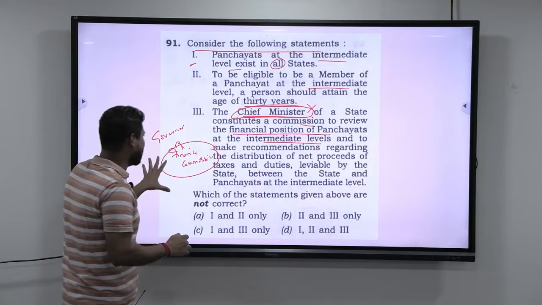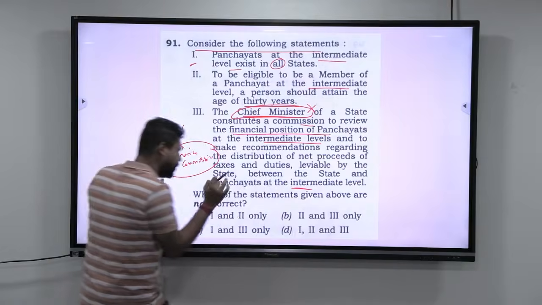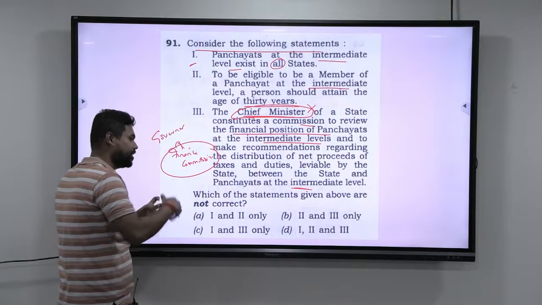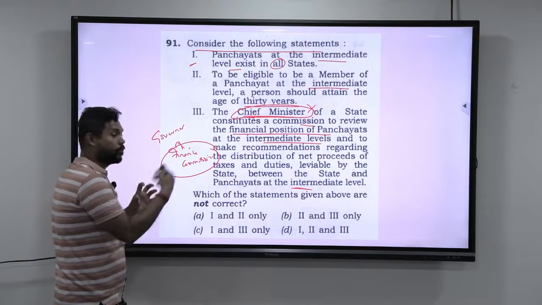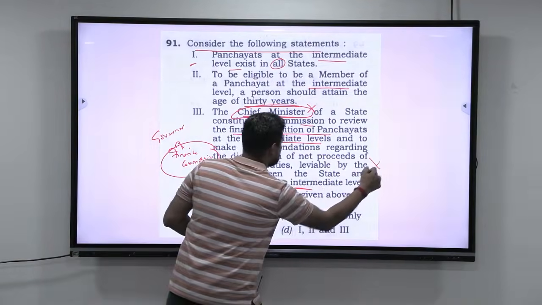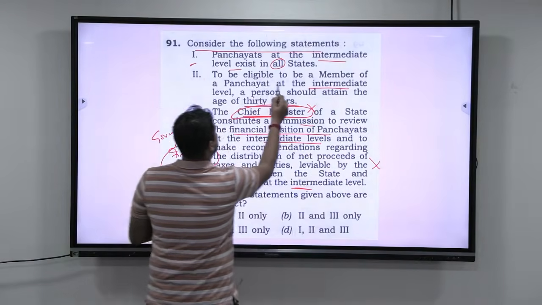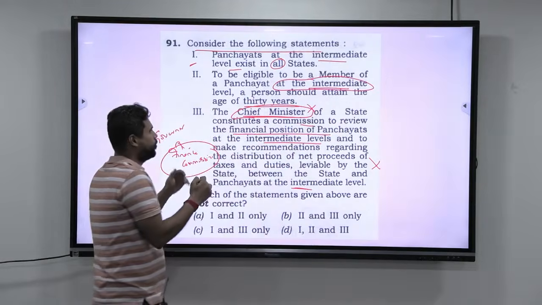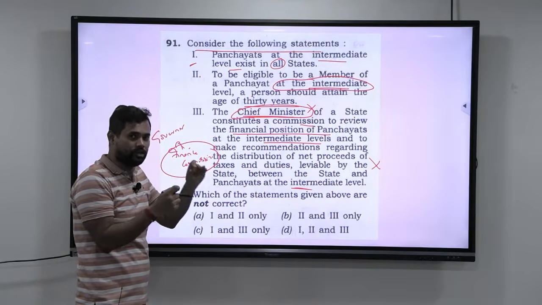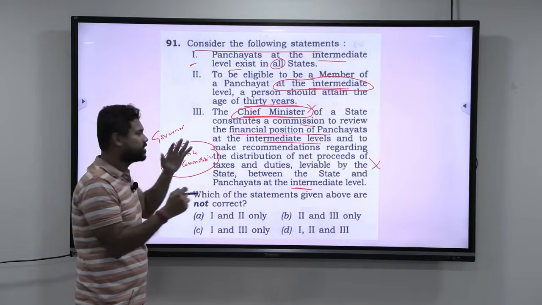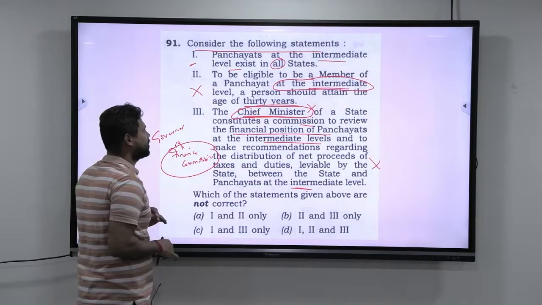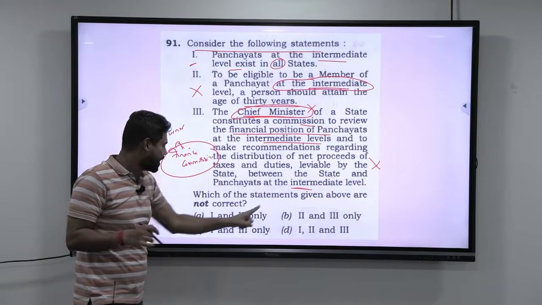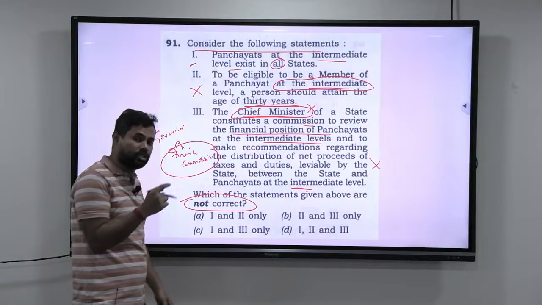The second is this finance commission not only deals with the distribution of intermediate level, it deals in general with the fiscal or financial proceeds between the center and the municipalities and the center and the local self-government or the panchayats. So overall, this statement is wrong. Now, to be eligible to be a member of the panchayat at the intermediate level, there is nothing like this. There should be some level of filtration or some level of age, but there is no such criteria. With that you will understand that this is also wrong. But I told you we cannot eliminate any option because since they are asking which of the following is not correct, you need something that is for sure correct.